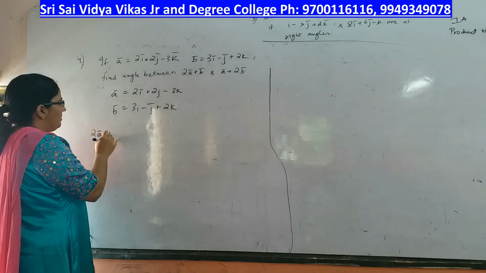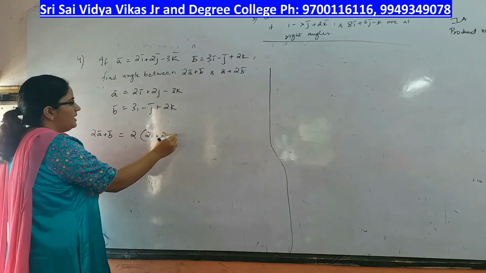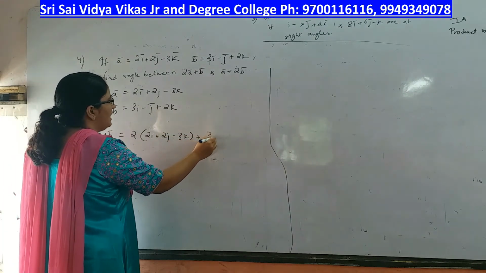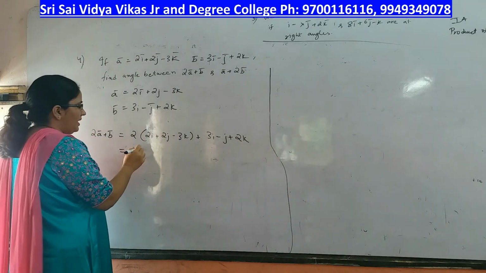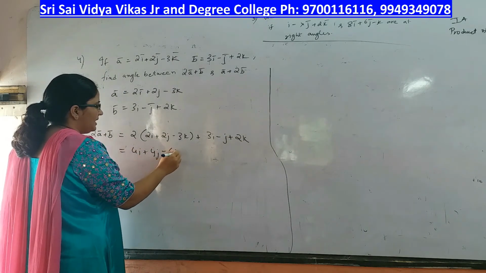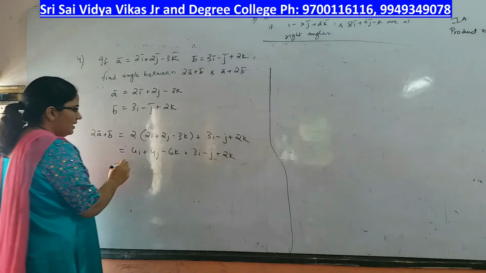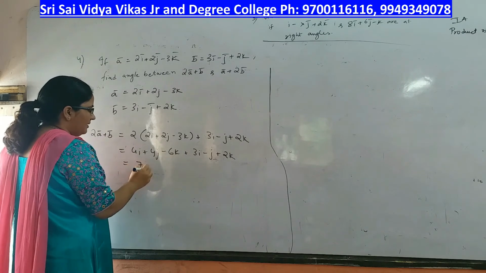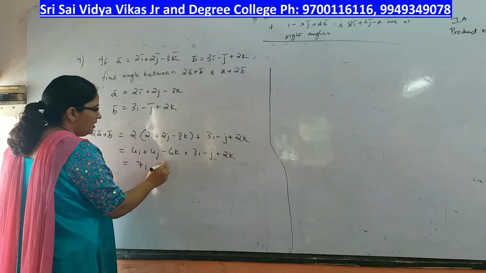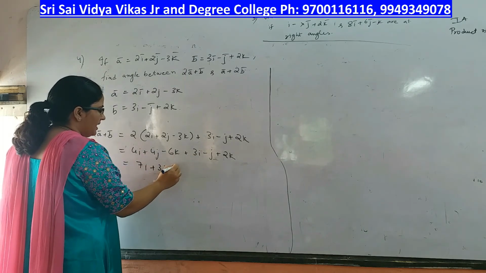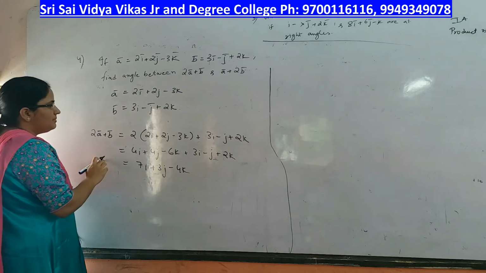2a bar plus b bar is nothing but 2 into 2i plus 2j minus 3k plus 3i minus j plus 2k. 2 twos are 4i plus 4j minus 6k, plus 3i minus j plus 2k. 4i plus 3i, 7i, 4j minus j, 3j, 2k minus 6k, minus 4k. So you got the value of 2a bar plus b bar.